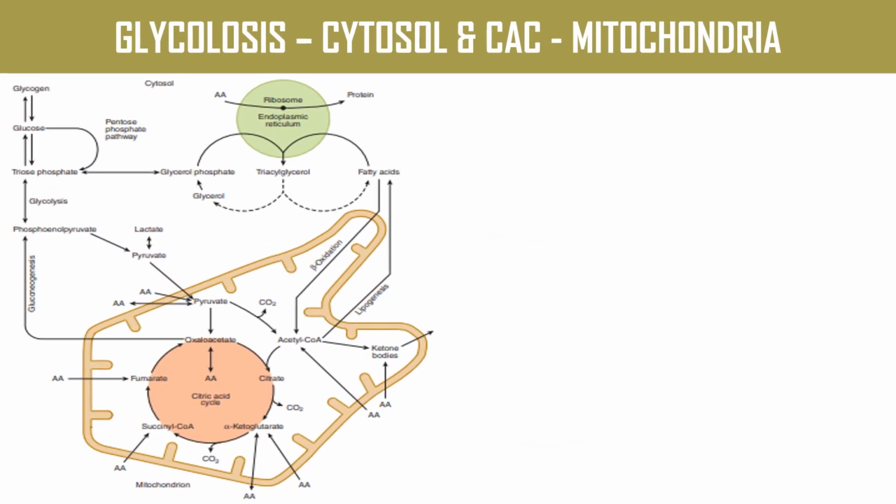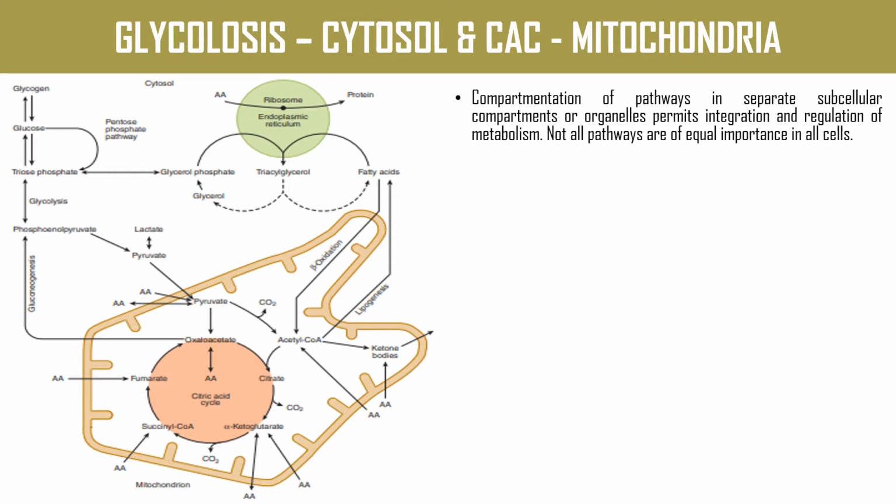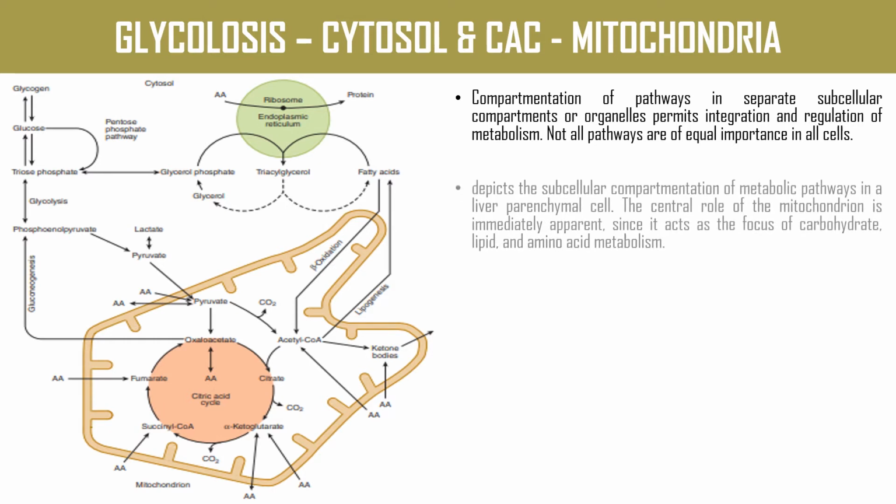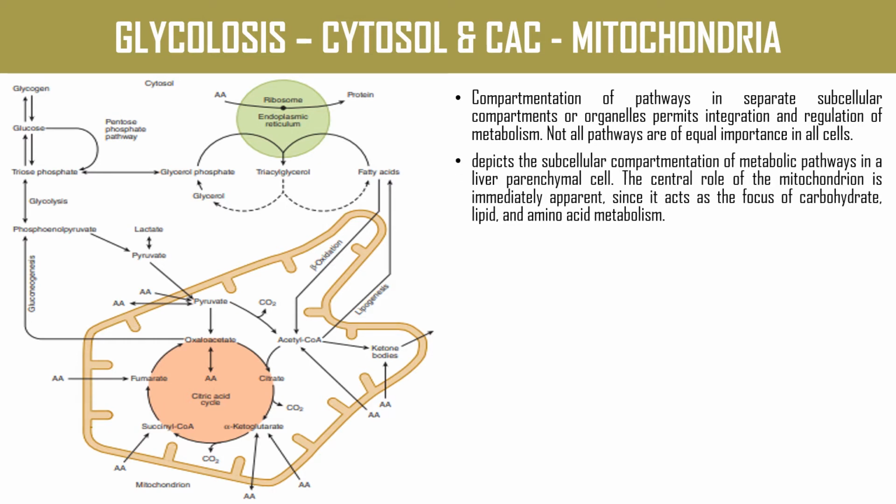Glycolysis occurs in the cytosol and the citric acid cycle occurs in the mitochondria. Compartmentation of pathways in separate subcellular compartments or organelles permits integration and regulation of metabolism. Not all pathways are equal in importance in all cells. The figure depicts the subcellular compartmentation of metabolic pathways in a liver parenchymal cell.